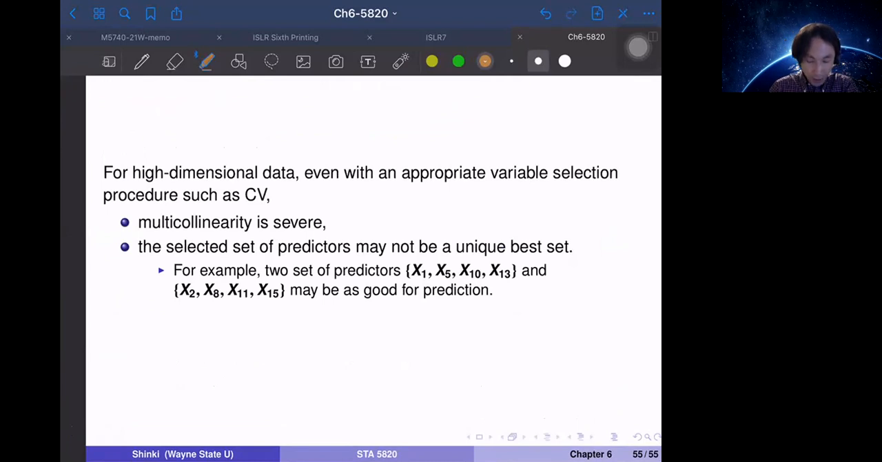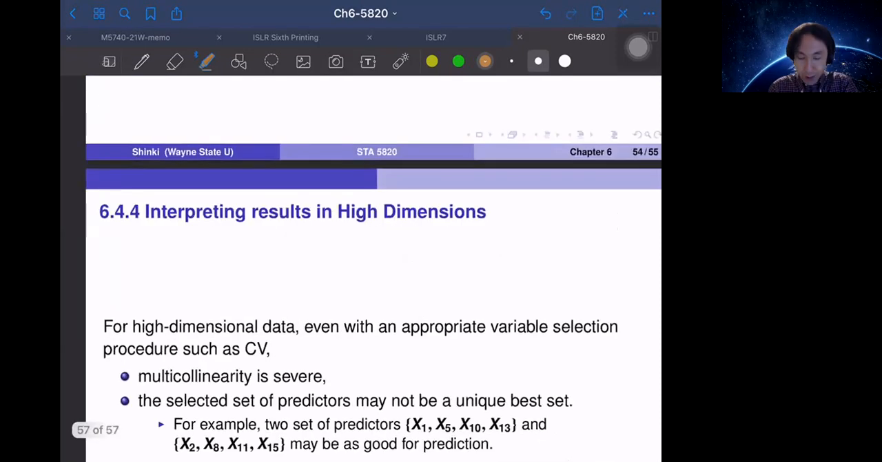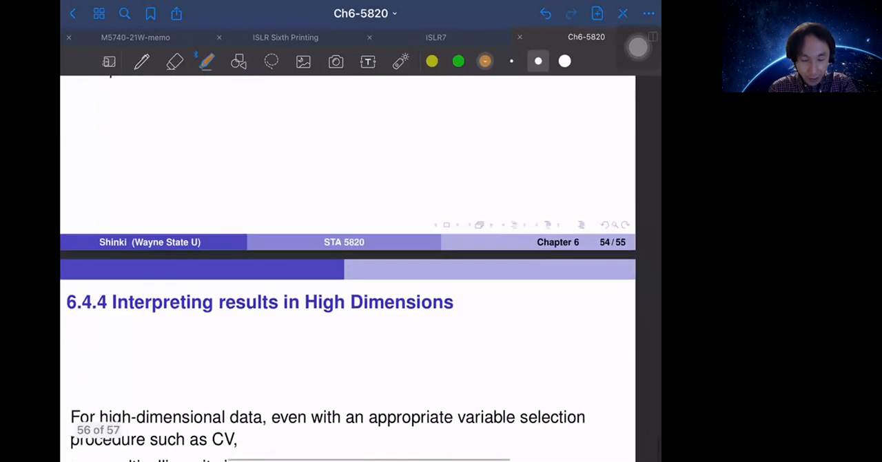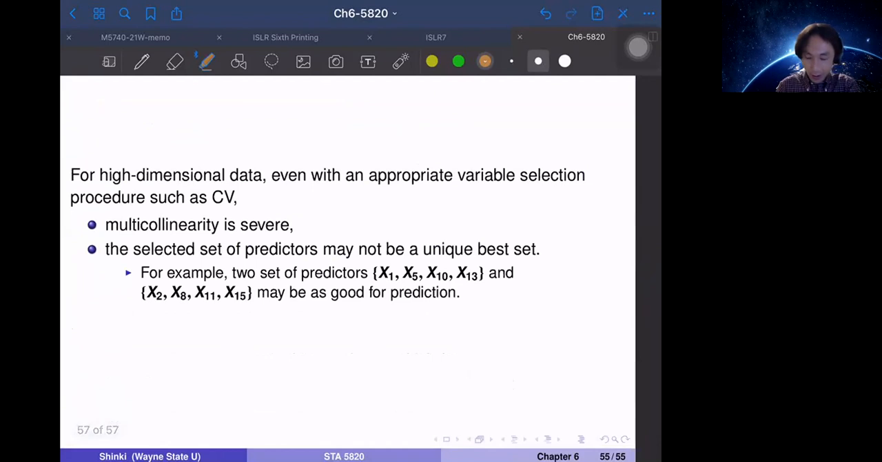So for high dimensional data, even with an appropriate variable selection procedure such as CV, the multicollinearity is severe. That's true, and the selected set of predictors may not be the unique best set. Besides the curse of dimensionality, we have other problems, such as totally different sets of predictors that produce similar results. That's possible, and that's a problem when we do some procedures, for example subset selection, stepwise selection. Sometimes it's trouble.